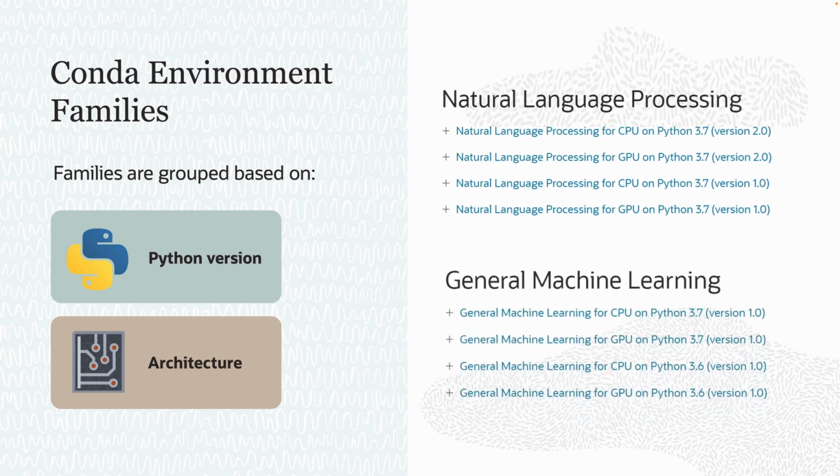Another example, the general machine learning Conda environment. Each version shown here only has a single version, and we've gone from general machine learning for CPU Python version 3.6 version 1 to general machine learning for CPU on Python 3.7.